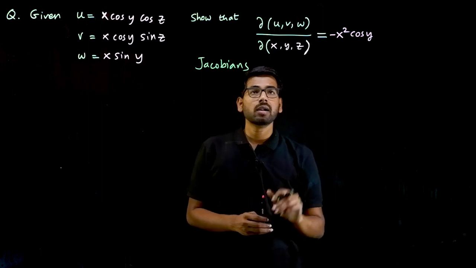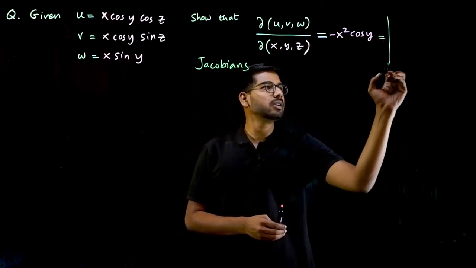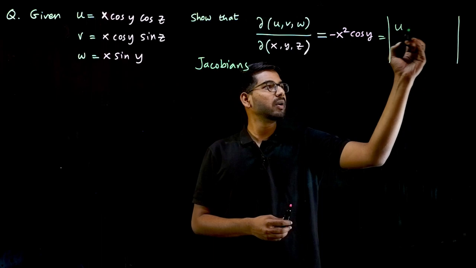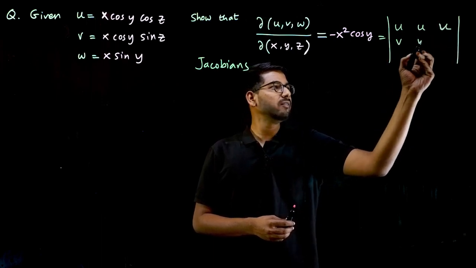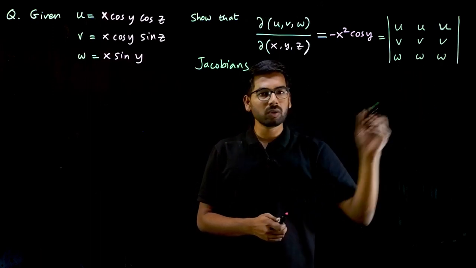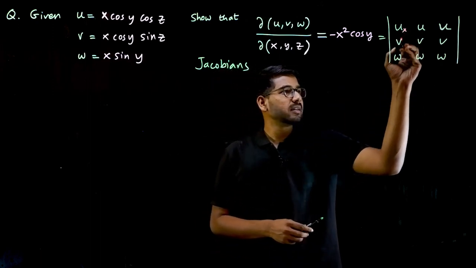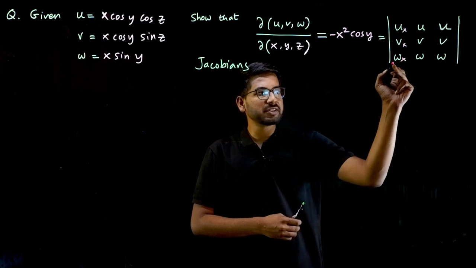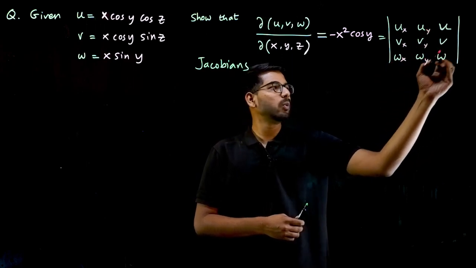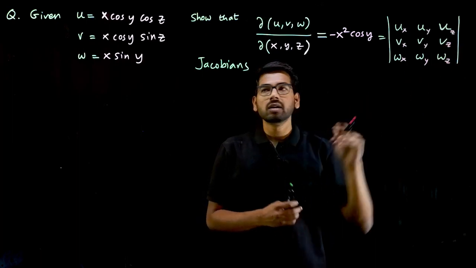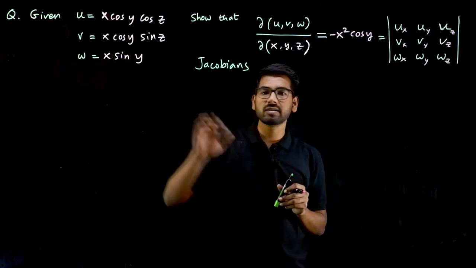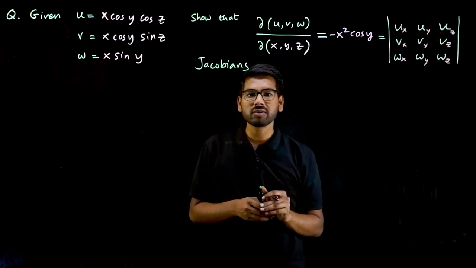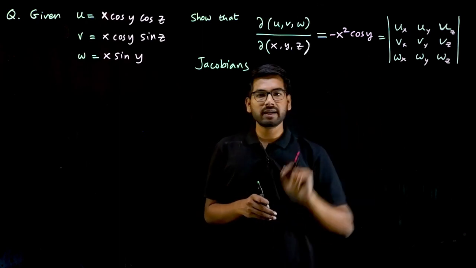It involves solving a determinant. How do you find this Jacobian? It involves solving a 3 by 3 determinant. The elements of this determinant are like this. In the first row, you have u and u. In the second row, you have v and v. In the third row, you have w and w. And in the first column, sub x, it is partial differentiation of u with respect to x, partial differentiation of v with respect to x, partial differentiation of w with respect to x. Similarly, with respect to y, with respect to z. So there are three functions and three independent variables, so there are 9 partial differentiations you have to do, and substitute them in the determinant and solve this determinant to find the Jacobian. Okay, so let's write this determinant first.